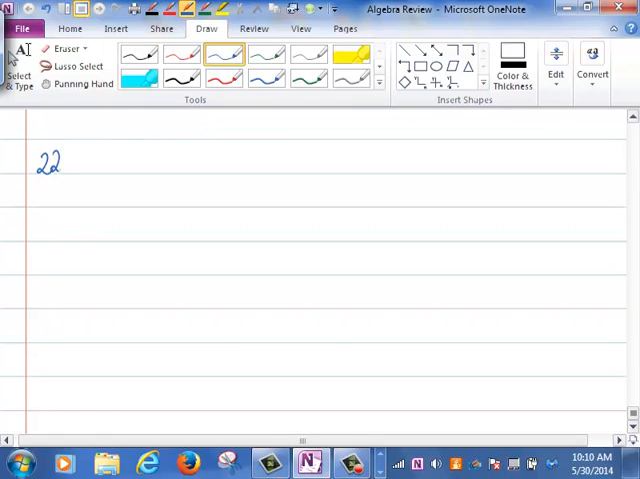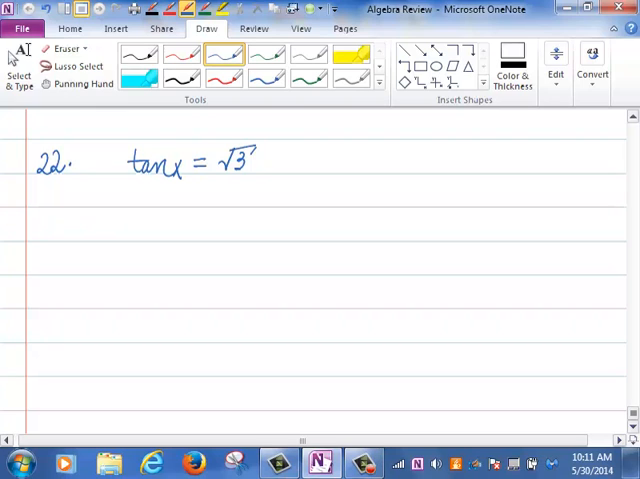Okay, 22, can you tell me what that is? Tangent x is the same as root 3. Okay, first thing you want to realize is that, remember I said you have the 4 quadrants, 1, 2, 3, 4. In the first quadrant, the values of all trig functions are positive, right? If you have an angle in the first quadrant, the values of all trig functions would be positive. Now for tangent, tangent is only positive when the angle is either in the first quadrant or the third quadrant, right? It's going to be negative in the second and fourth. So I know that the terminal side of x is either in the first quadrant or in the third quadrant, right?